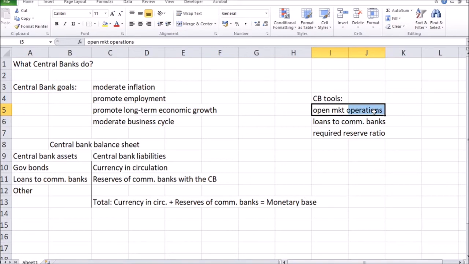That's basically a name for the actions where the central bank either buys government bonds with the newly printed money, hence increasing the monetary base, hence increasing the money supply in the economy, or sells government bonds, and the money that is received by the central bank for the sale of those government bonds is actually withdrawn from the economy, hence that's how central banks can decrease money supply.